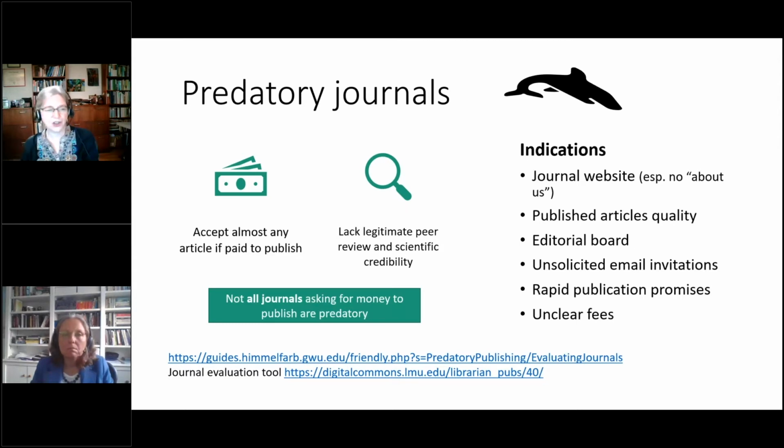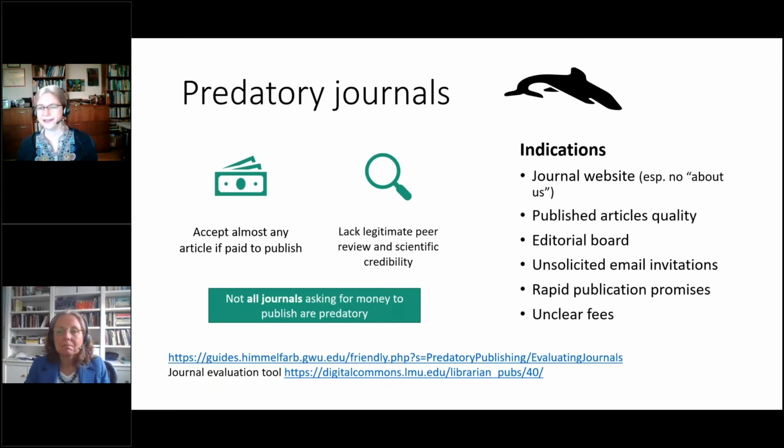The indications that a journal is perhaps predatory is if you look at the website and there's not a clear statement about who is behind it. You can't find their address. You look at the quality of the published articles and it's poor. The editorial board doesn't really have anybody well known, or they may list well known people who actually aren't on that editorial board. So if you see somebody well known, you might want to check whether that person also says that they are on that journal's editorial board.